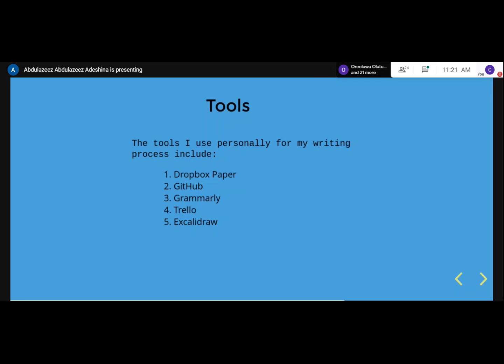with building X, for example, I want to write an article on how to build a to-do list using React. The first thing I would do is to build my code sample first. So I'll store it on GitHub so I can make pull requests to review changes and whatnot. And then I begin the draft on Dropbox Paper.